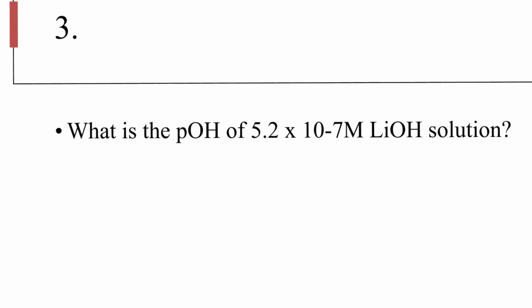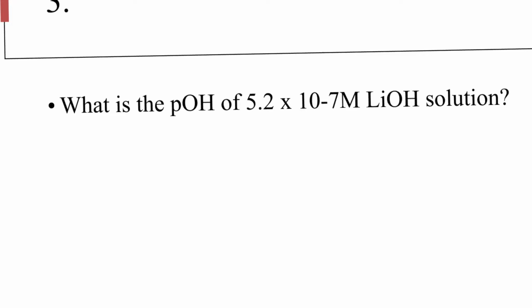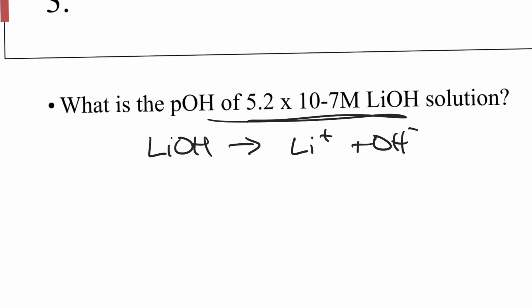All right, so number 3. It's asking what is the pOH of a 5.2 times 10 to the negative something molar solution of LiOH. All right, so like always, the first thing I do is write out the dissociation equation of each of these strong bases. So LiOH, lithium is a group 1 metal, so I know this is a strong base. So I know that when LiOH dissociates, you get Li plus and OH minus. So it's a one-to-one relationship, so I could just use these numbers as is.